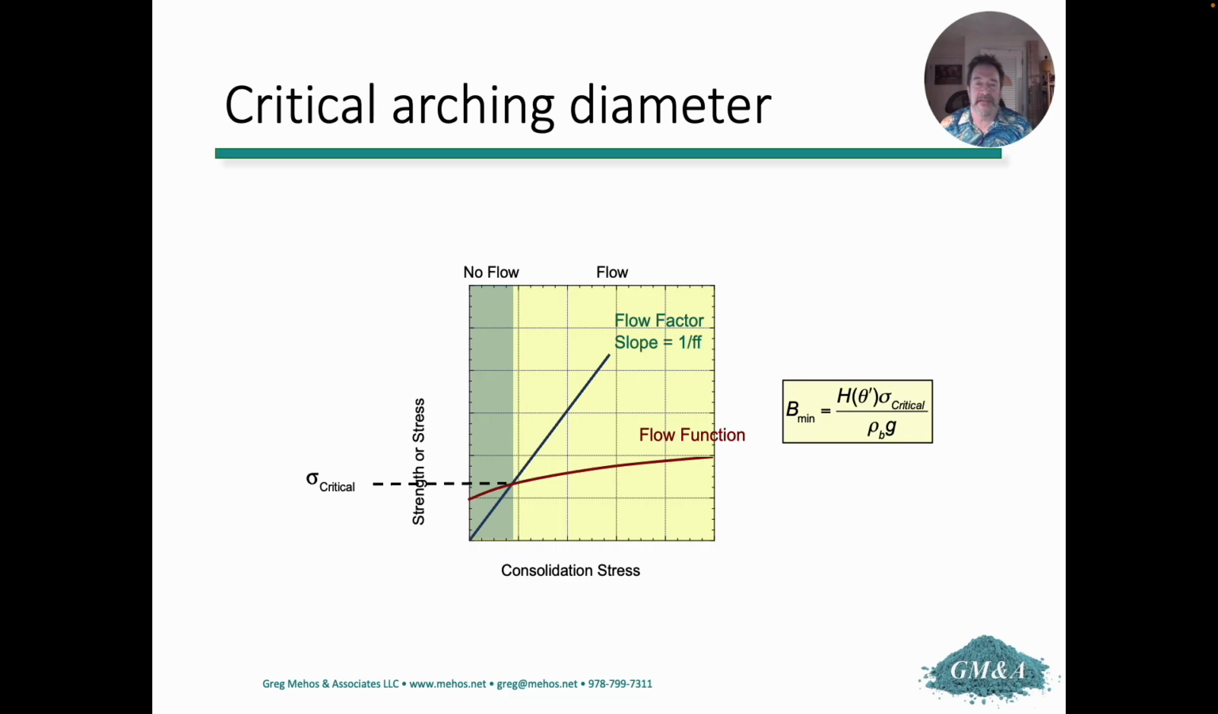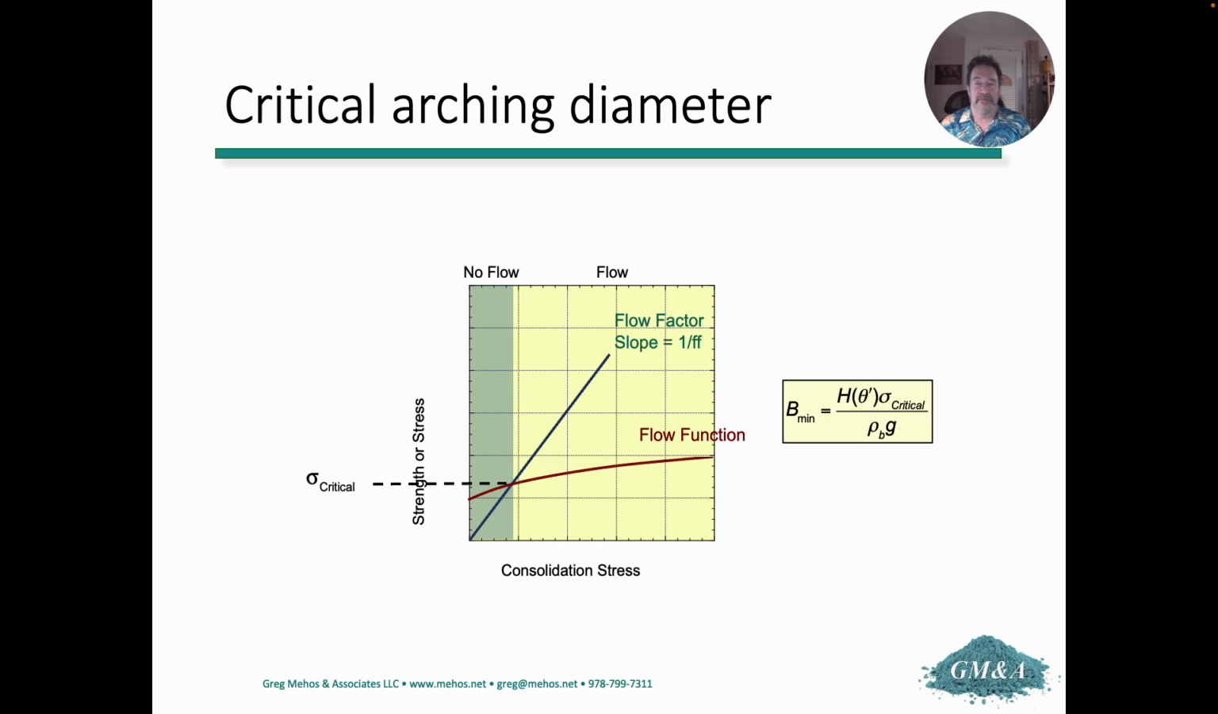On the left, shown in green, the flow function is above the flow factor, which means the cohesive strength is greater than the arch supporting stress. That means the diameter is not going to be large enough to cause that arch to fail. Whereas on the right side in yellow, the flow factor is above the flow function, which means the stress is greater than the strength. An outlet diameter of that size would be large enough to cause the arch to fail.